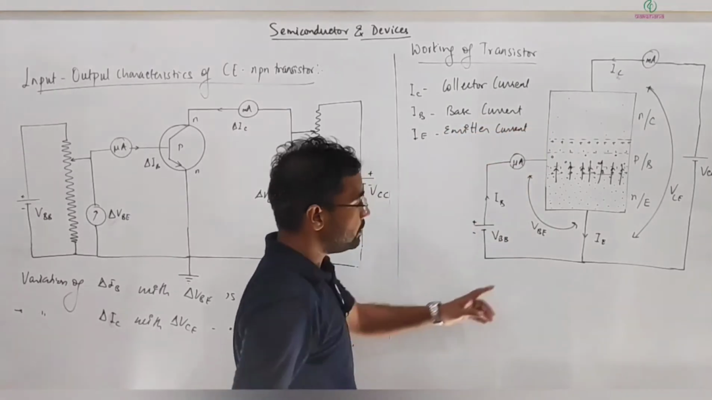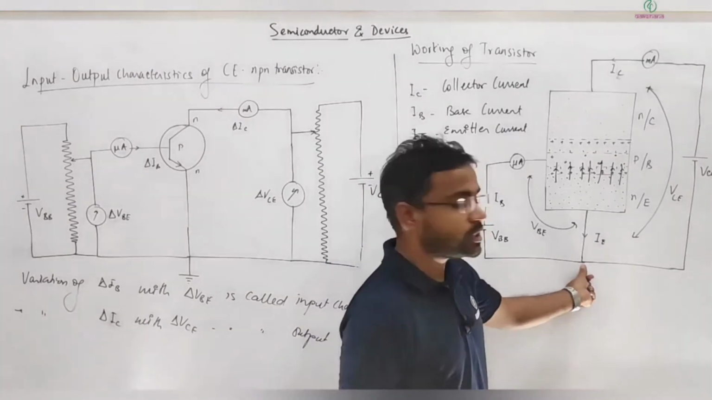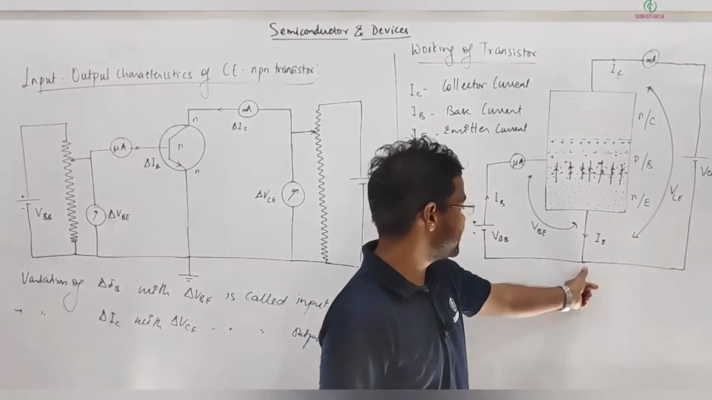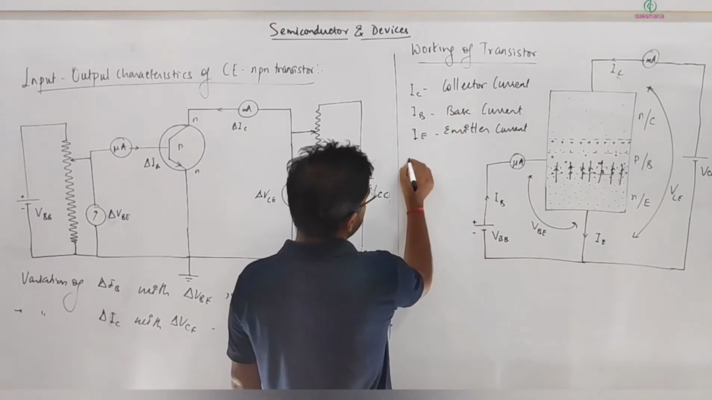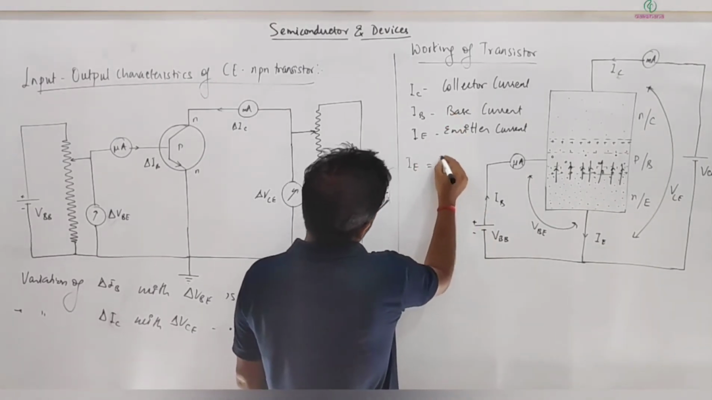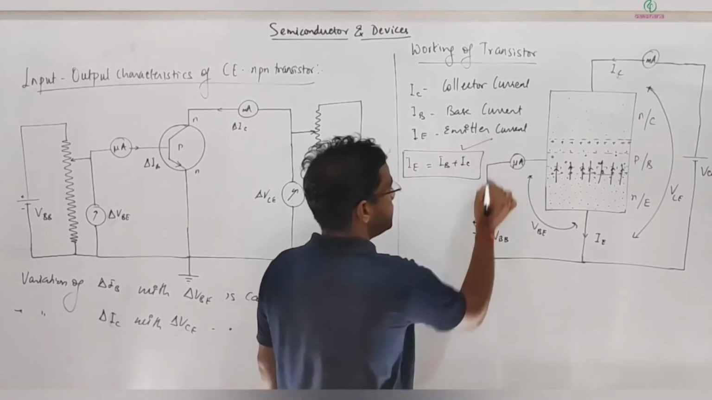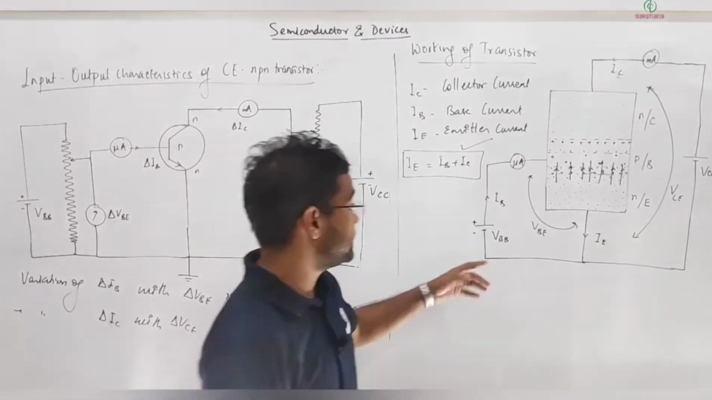And from here you can also see that if I apply Kirchhoff's current law at this junction, I can write the relation between these three currents: IE is equal to IB plus IC. You should remember this relation. This is the relation between these three currents.